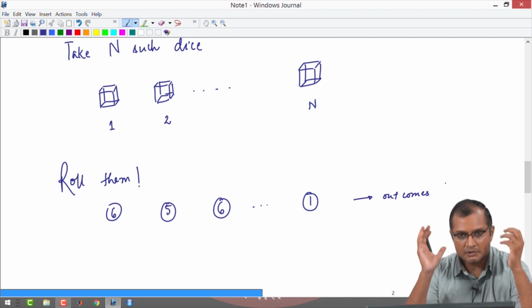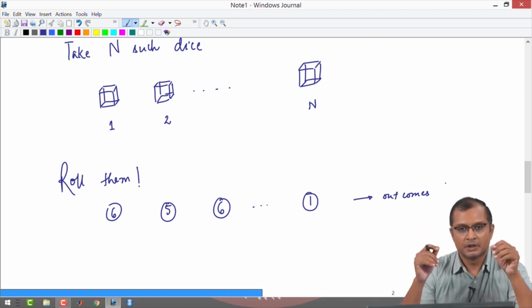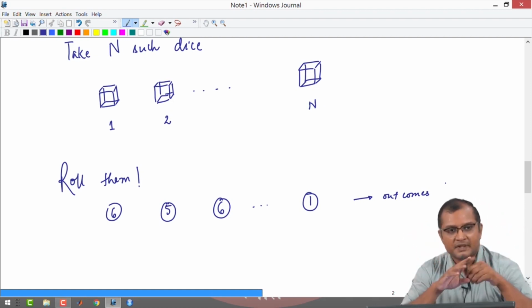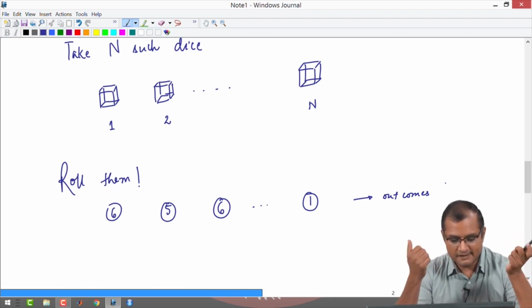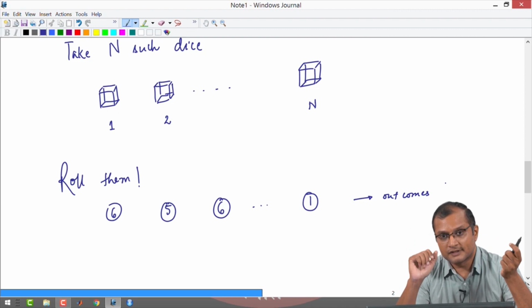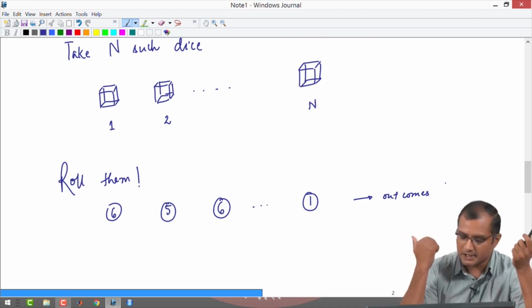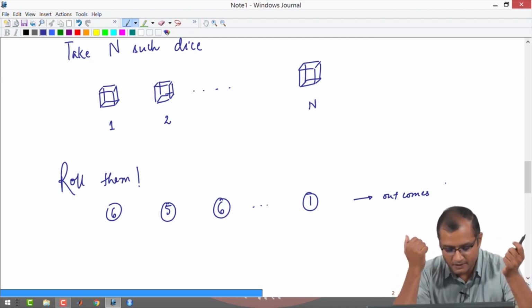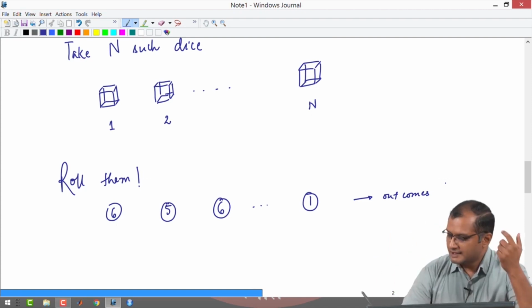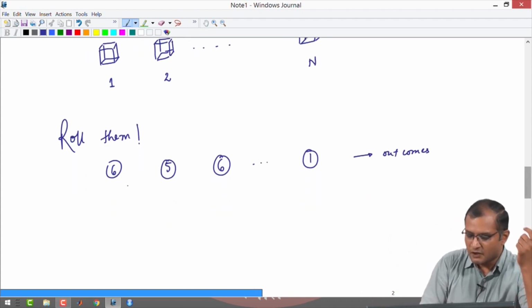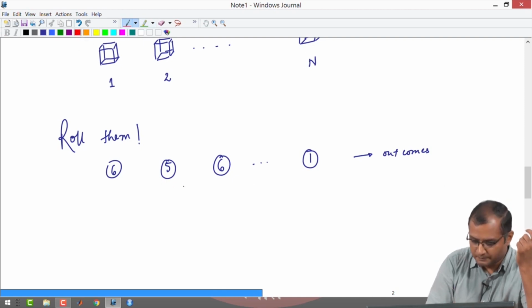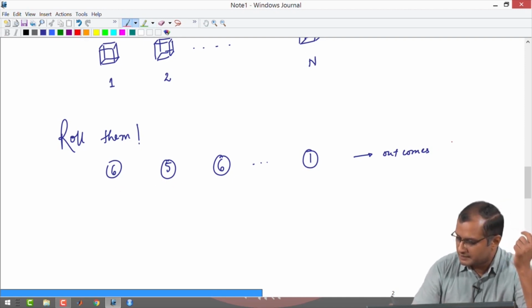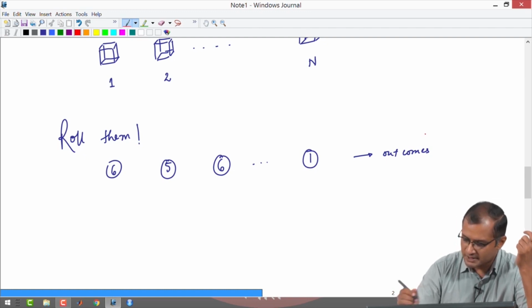So, is the experiment clear to you? You have taken n dice and you have rolled all of them. The first die gave you 6, the second die gave you 5, the third die gave you 6, the fourth die gave you 4, and the last die gave you 1. What I have written in front of you here is one state of the n dice system. These are the outcomes.